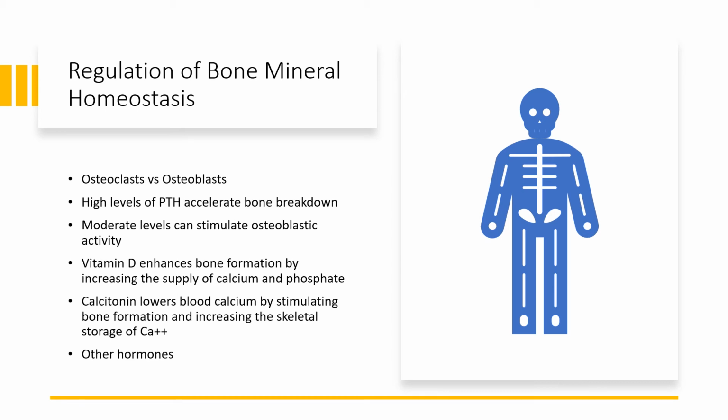Calcitonin and calcium have this antagonistic relationship, so calcitonin helps to lower blood calcium by stimulating bone formation and increasing the skeletal storage of calcium. Other hormones that affect bone mineral content include the estrogens, the androgens, growth hormone, insulin, as well as the thyroid hormones, which I've mentioned already.